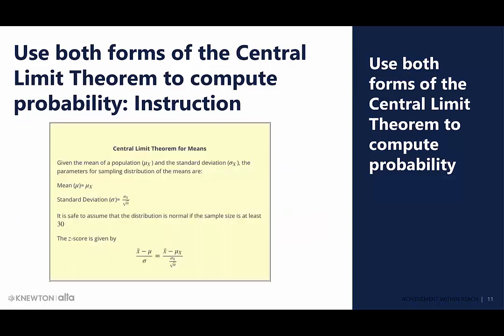They're just showing you here, remember we said the mean is the same thing as the population mean, and they're reminding you that your standard deviation is the standard deviation divided by the square root of n. They're just filling that into the z-score formula. We won't have to do that because we will use the calculator.